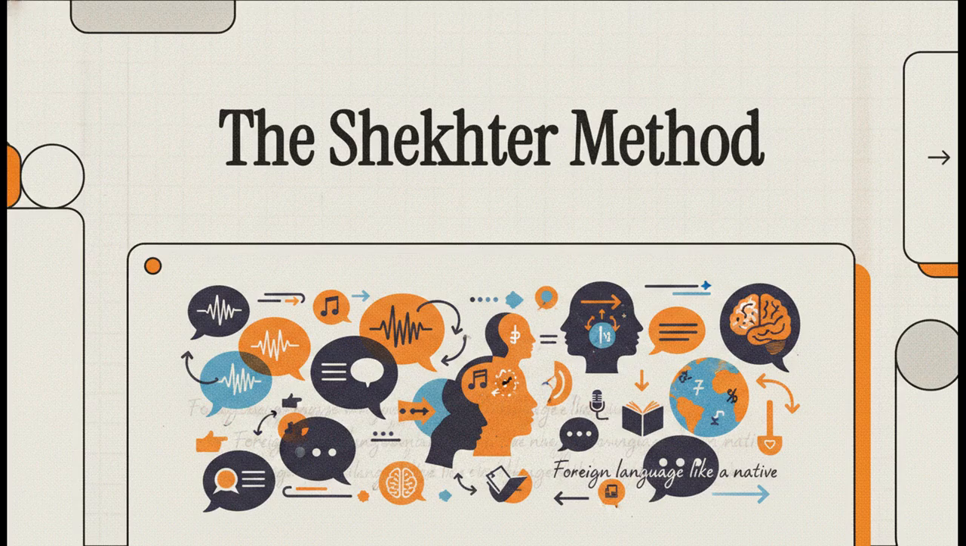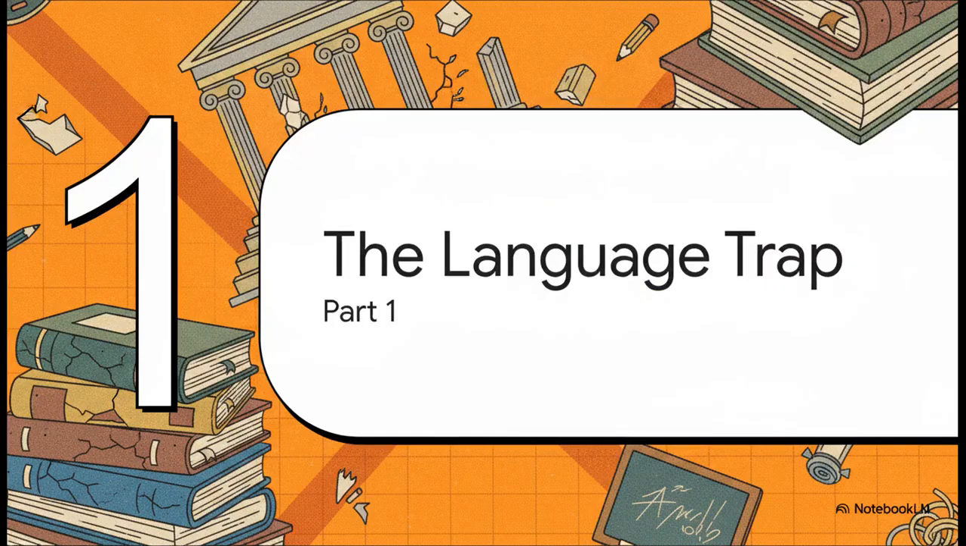The Shekhter Method is what's known as an emotional, functional approach, and it's specifically designed for the rapid development of spoken fluency. Its motto is beautifully simple: foreign language like a native. It was actually developed back in the 1970s and has been constantly evolving ever since, and it fundamentally flips traditional education right on its head to figure out how we actually learn to speak. Okay, let's dive into this.